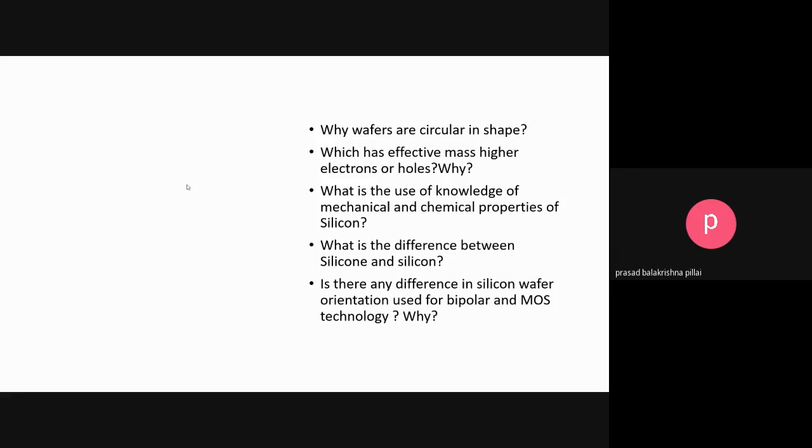But the important thing we have to remember is that the orientation of the wafer used for bipolar and MOS are different. In one case we use 111, and in the other case 100. So this was the first lecture.